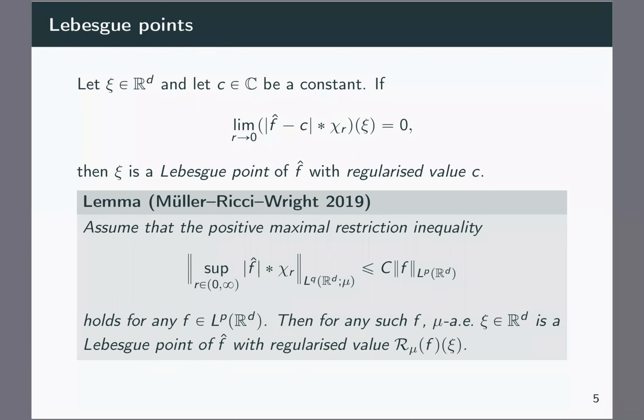What is the positive maximum restriction inequality? Well, it's basically the restriction inequality, but on the left-hand side, instead of f hat in the norm, we have the supremum over our positive radii r of the modulus of f hat convolved with chi_r.